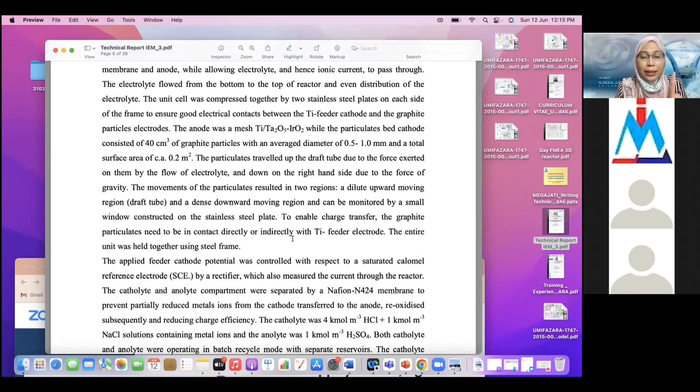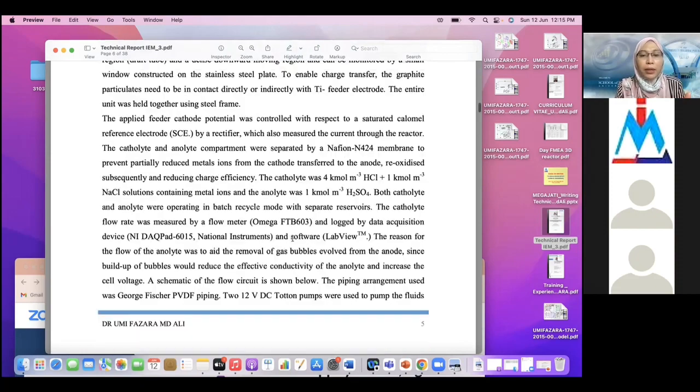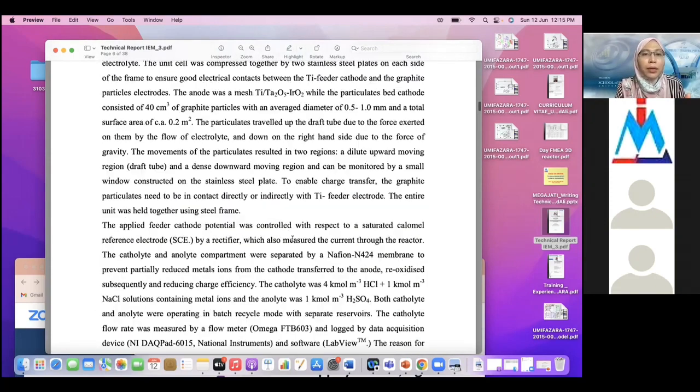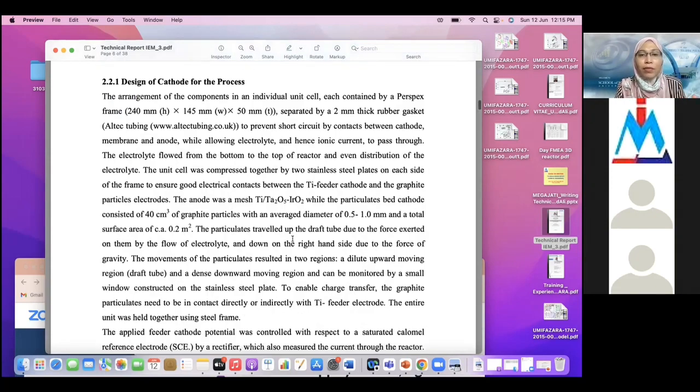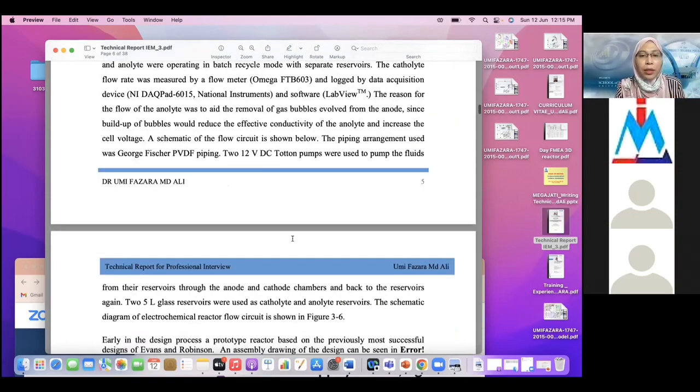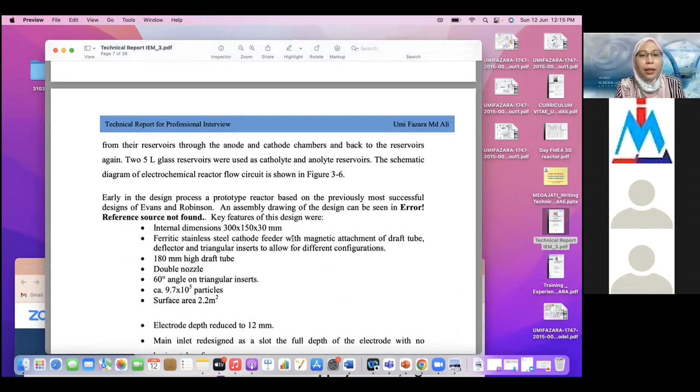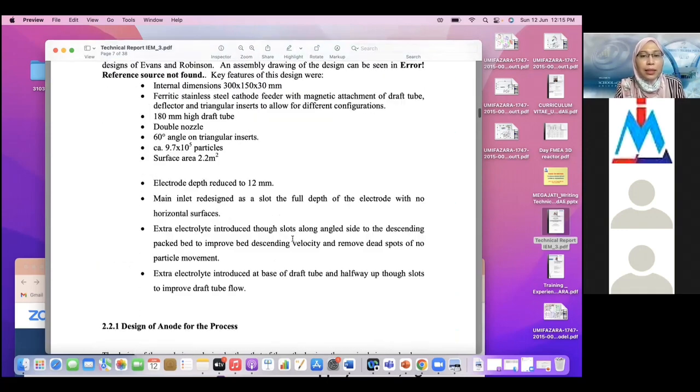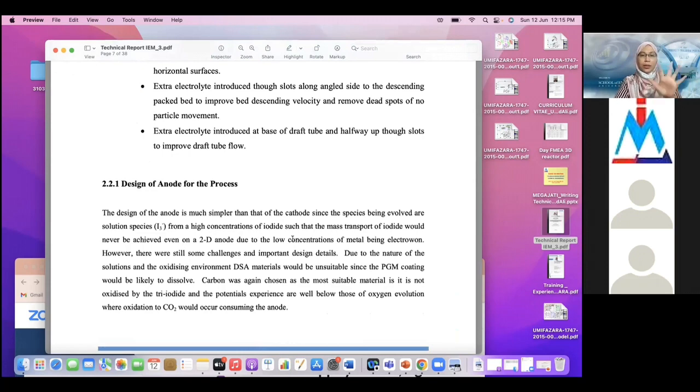Right. So kat sini saya terangkan semualah about the process. About the description, design of cathode lah. Sebab dalam electrochemical reactor ni tidak ada cathode, tidak ada anode kan. So I explain on the design. Okay, alright. Okay, so sini design lagi. Okay, so macam saya kata tadi, saya ada cathode, saya ada anode. So I explain on design of the anode.